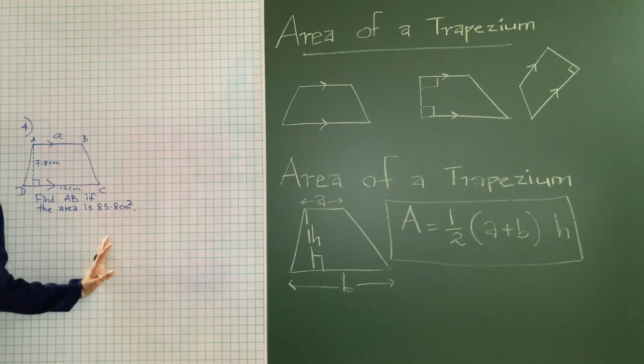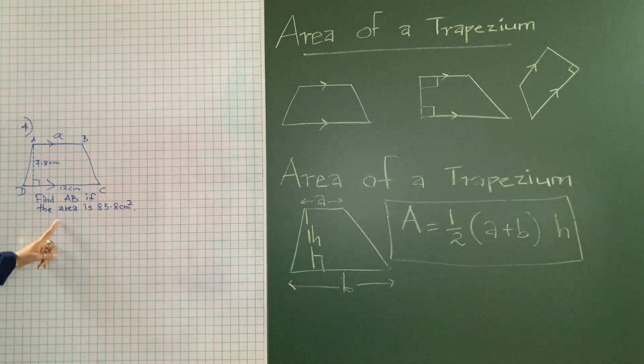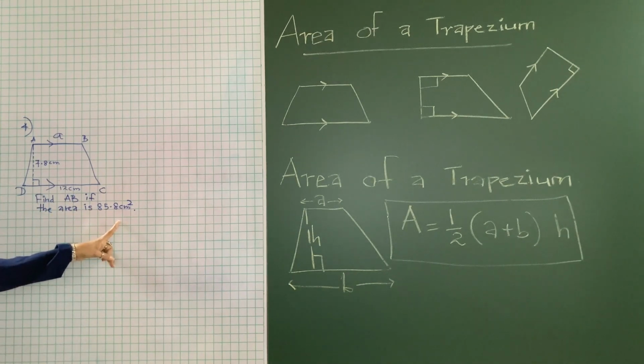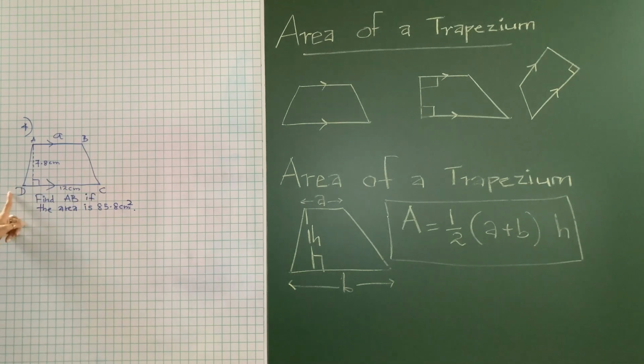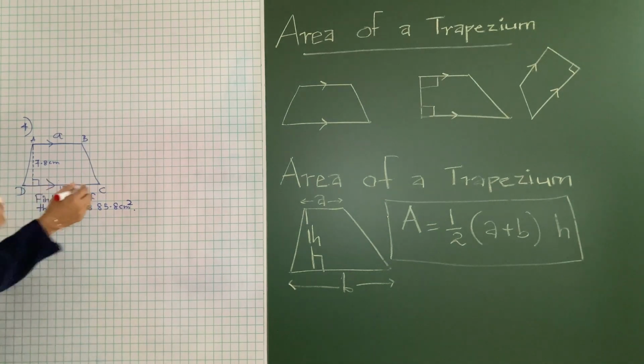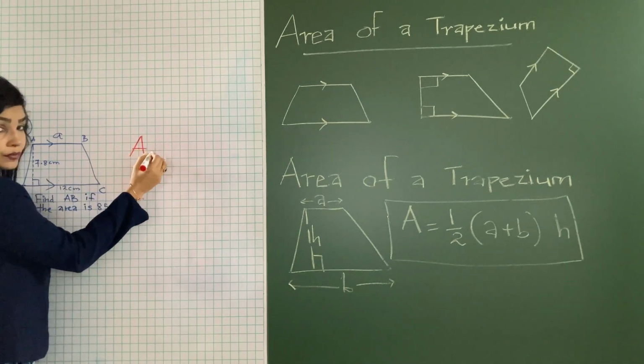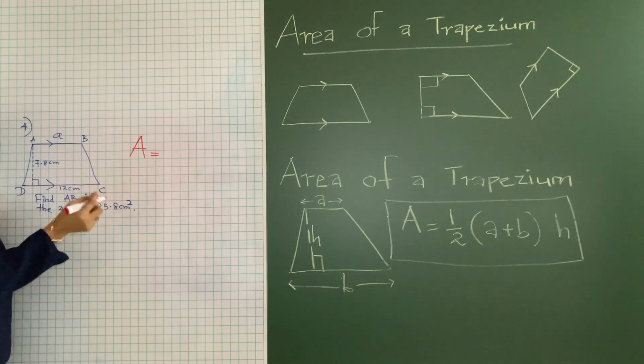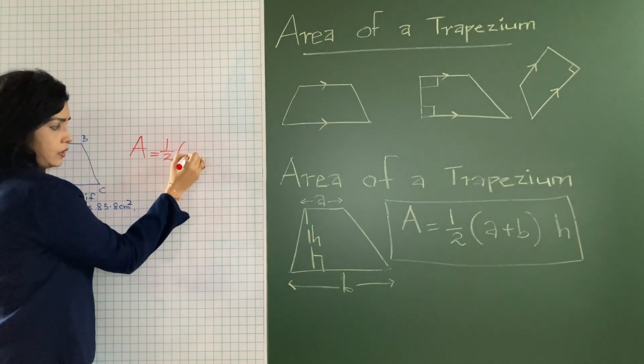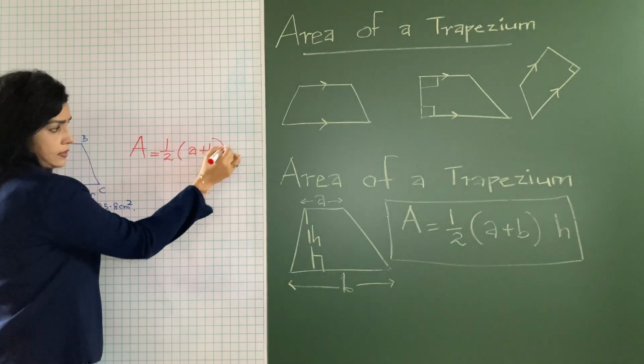In question number 4, they have given the area. Find AB if the area is 85.8. So now ABCD trapezium is here. One parallel side is 12 centimeters and the perpendicular height is 7.8. We have to find the side AB, which is a parallel side. So in the same manner we write the area formula. What is the area formula now? Without looking at the board you can tell. Yes, half into sum of two parallel lines into height.